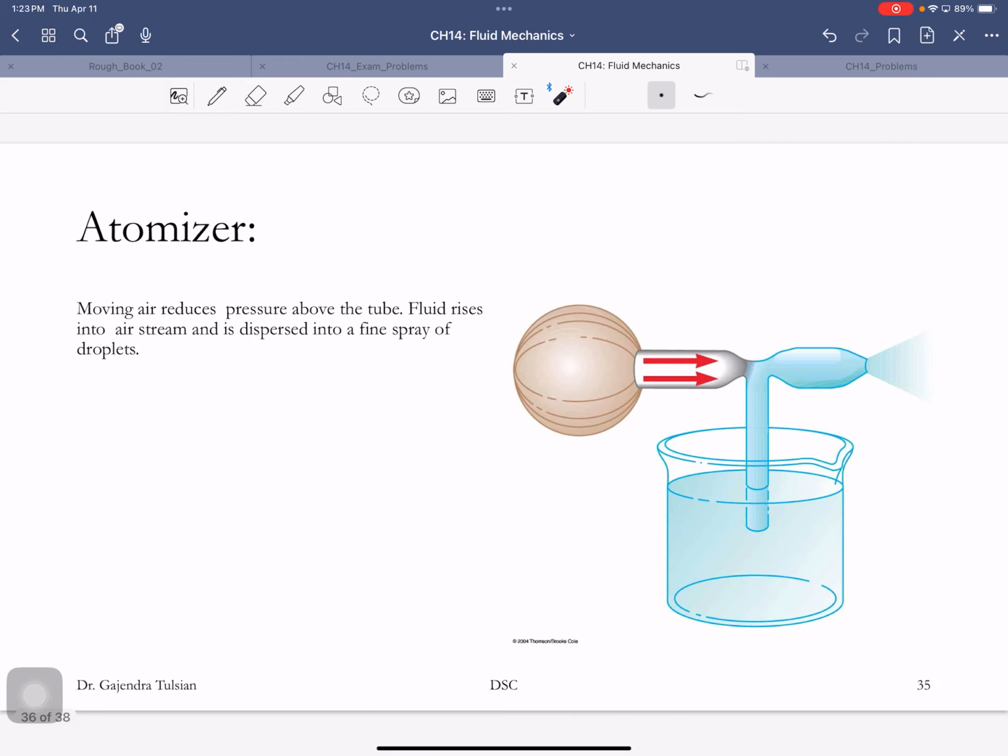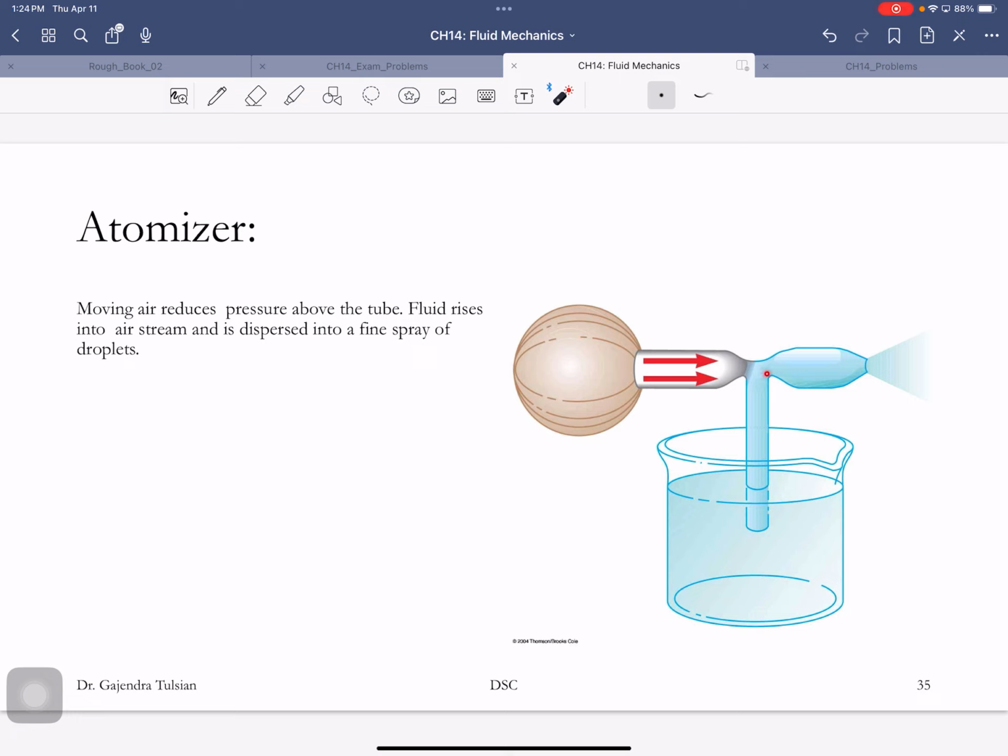You guys have all used bottle sprays, okay? All those sprays blow air like that. So air is blowing like this. As soon as air blows, what happens? The pressure there decreases, it becomes less than 1 atmosphere, and 1 atmosphere of air pushes this fluid up, the fluid gets caught and it's sprayed up there.